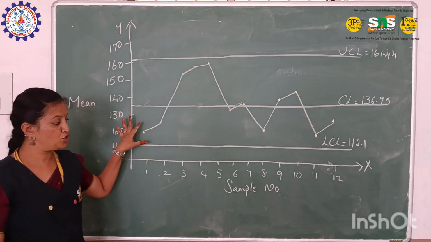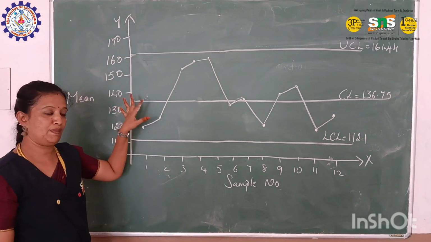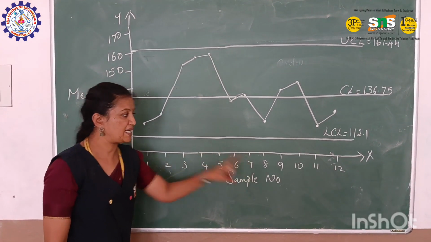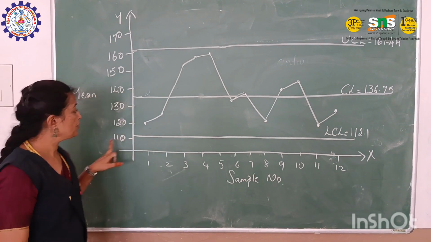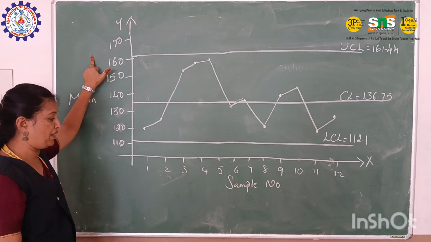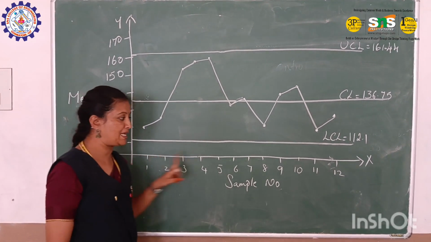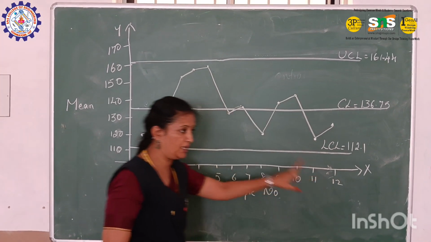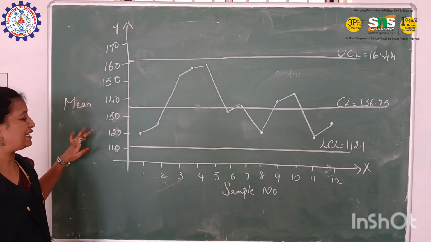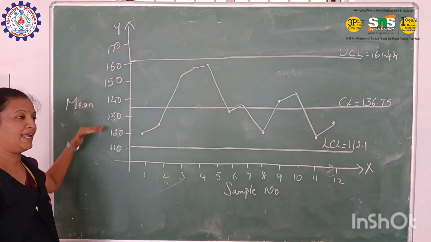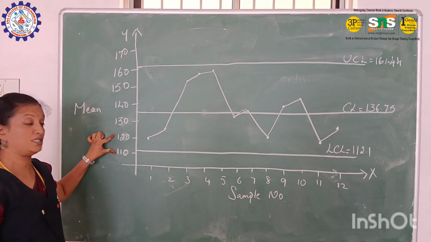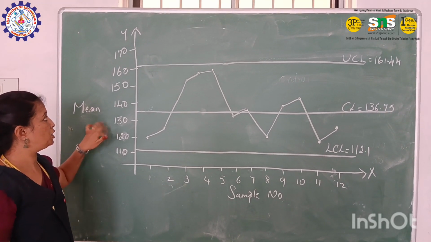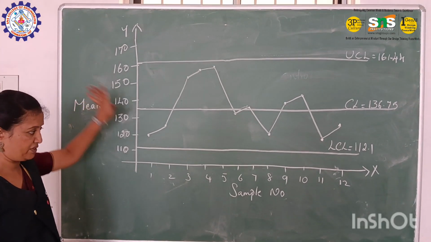Now, I have drawn the graph for X bar chart. On the x-axis and y-axis, on the x-axis we plot the sample number. On the y-axis we plot the mean value. So sample number, I have 12 samples. So 12 samples are plotted. For the sample mean, the least value, with that the range can be fixed by yourself. So I have taken a unit as 10 units. 110, 120, I have plotted up to 170.